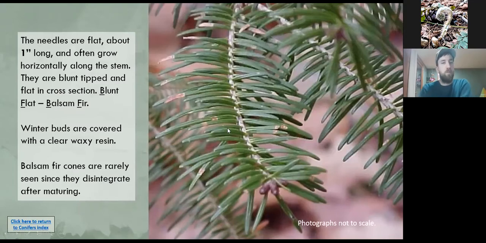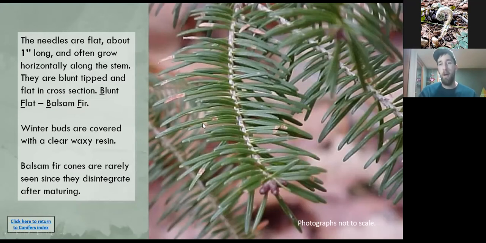The needles are somewhat nondescript. They're about 1 inch long and flat, and typically grow horizontally on the stem. That can change depending on where on the tree the foliage is growing. Typically, foliage up in the crown is much fuller and less one-dimensional than foliage growing in the shade.